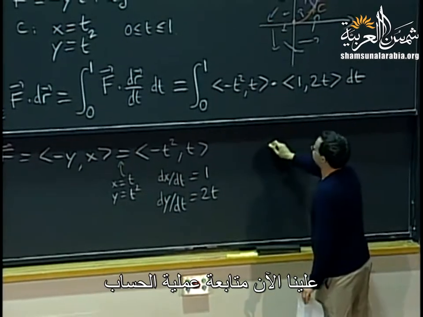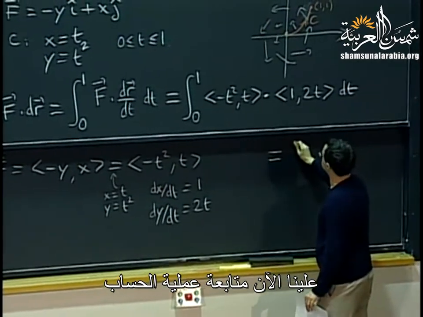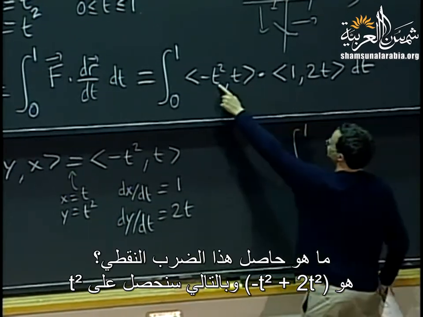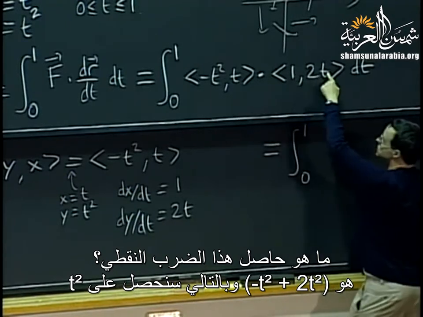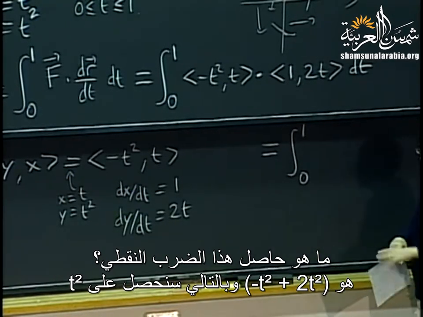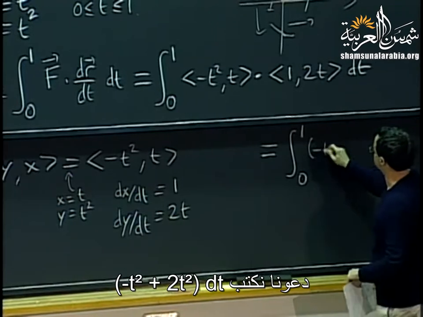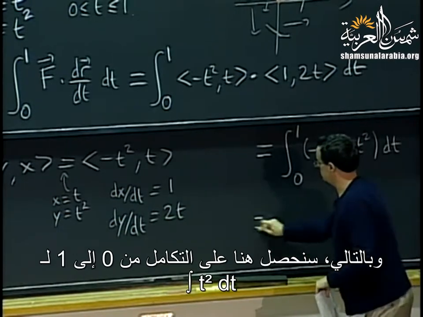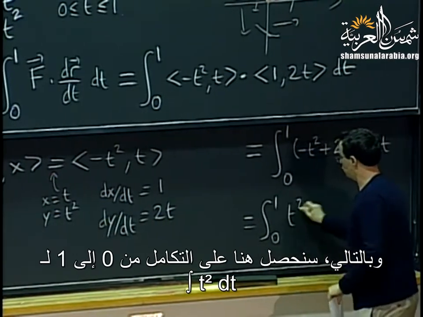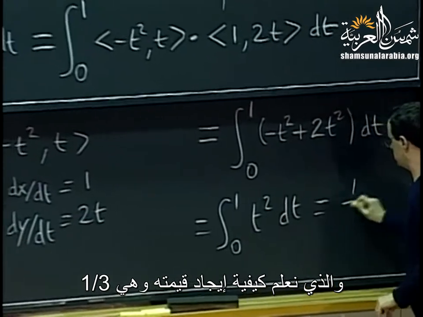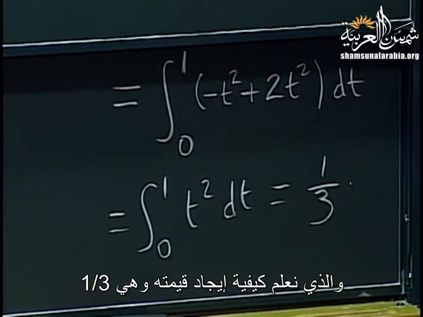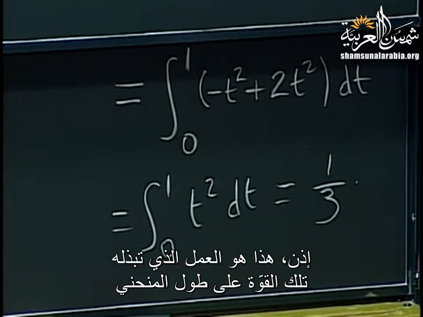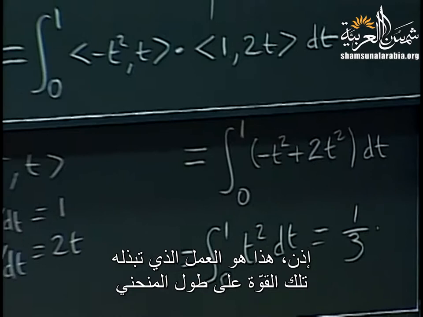So now we have to continue the calculation. We get the integral from 0 to 1 of this dot product. Well, it's negative t squared plus 2t squared, which gives t squared. Maybe I'll write it: negative t squared plus 2t squared dt. That ends up being the integral from 0 to 1 of t squared dt, which you all know how to integrate and get 1/3. So that's the work done by the force along this curve.